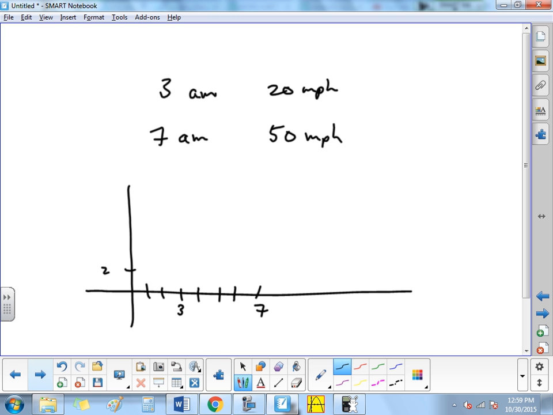And it goes from velocity 20 at 3 a.m. to velocity 50, but it doesn't reach that top speed until 7 a.m. And let's just assume that it's rising at a constant slope. So this would be called a constant acceleration. This is still velocity, this is still time.